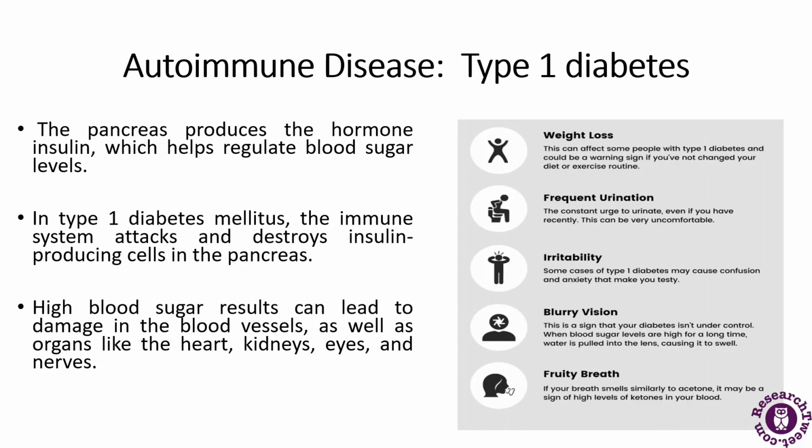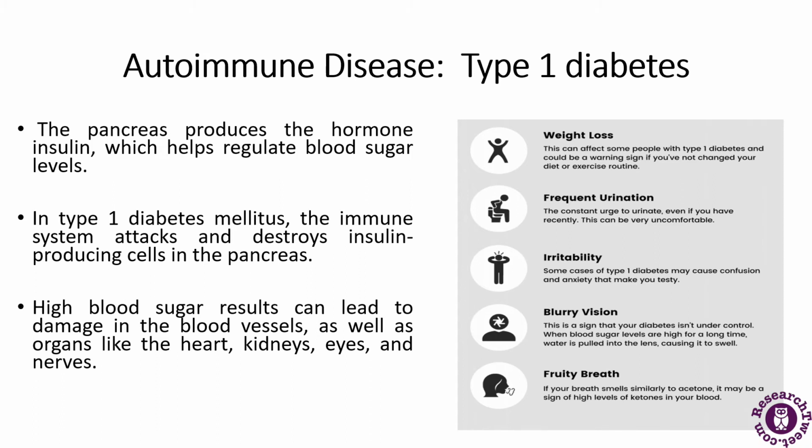Now, the first disease that comes is type 1 diabetes. Type 1 diabetes is an autoimmune disease. What is happening in this is the pancreas produces a hormone called insulin. What is the role of insulin here? The role of insulin is that it regulates the blood sugar levels. In type 1 diabetes, the immune system attacks and destroys the insulin producing cells in the pancreas.